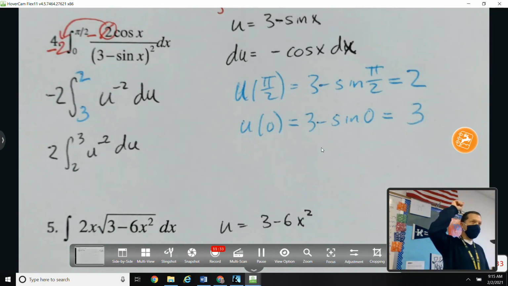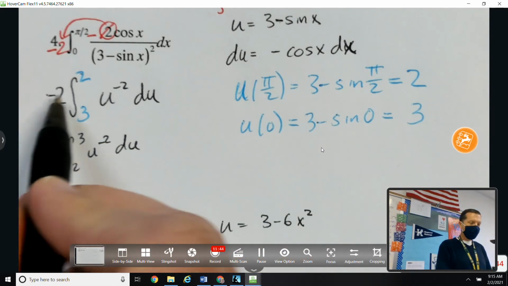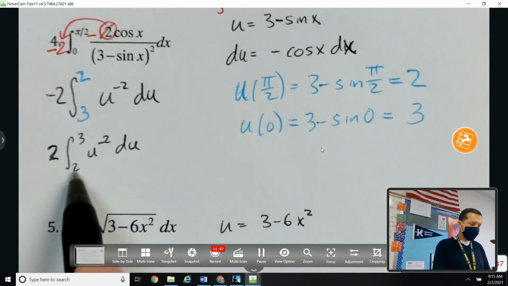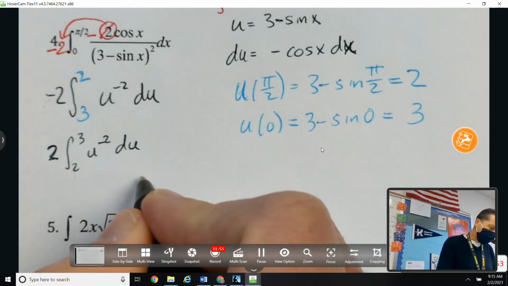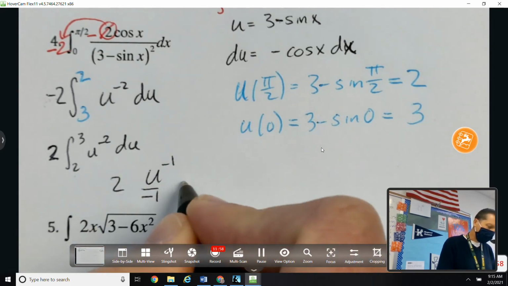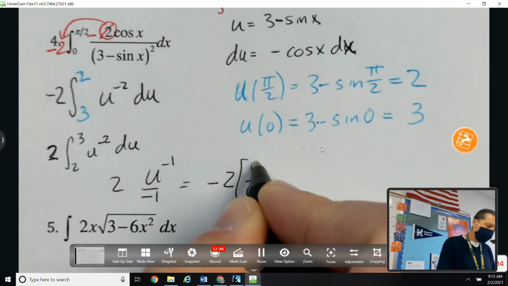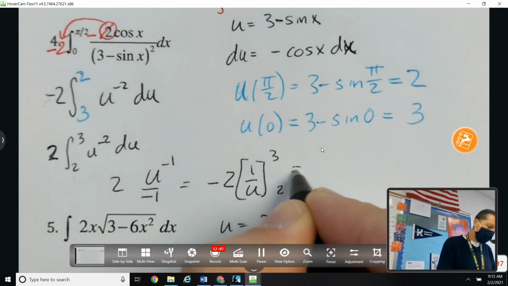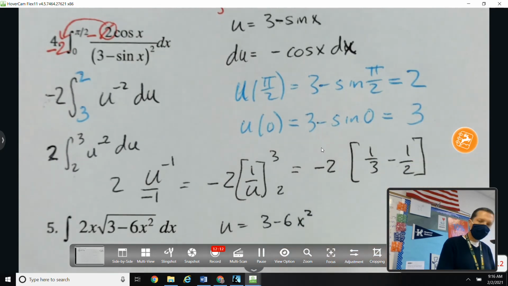You do the top limit minus the bottom limit. Switched or non-switched, it's always the top one minus the bottom one. And that's what switches the minus sign. Because I'm going to do top minus bottom. If I do it this way, I need to switch the sign. All right, u to the negative 2. So increase the power by 1, divide by the new power. There's still a 2 out there. So I'm going to make that negative 2. I'm going to just rewrite that as 1 over u. From 2 to 3. So negative 2, 1/3 minus 1/2. Safe stop, done.